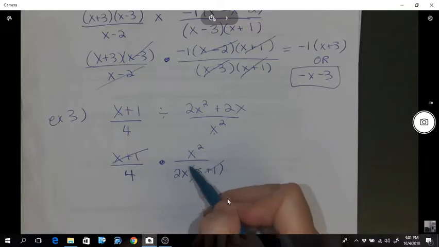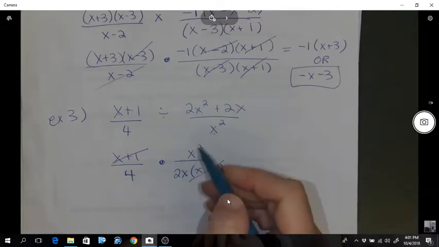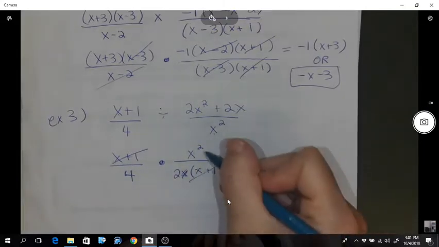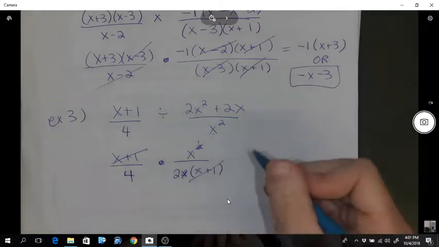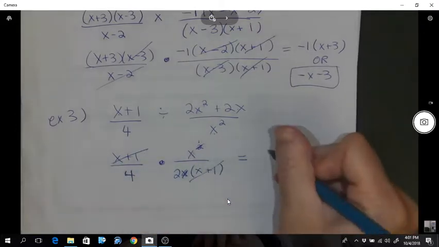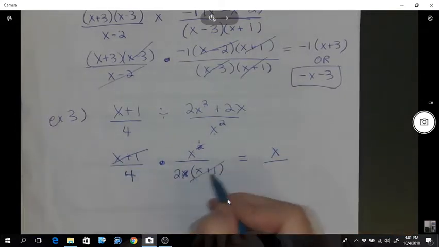Here I can take an x out and an x out. So if I take an x out, it's gone. An x out leaves me with x to the first and no more canceling. So my final answer is x over 8.